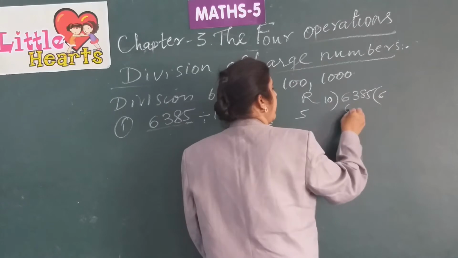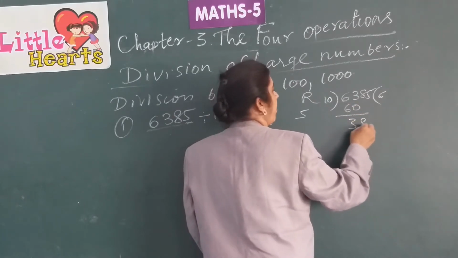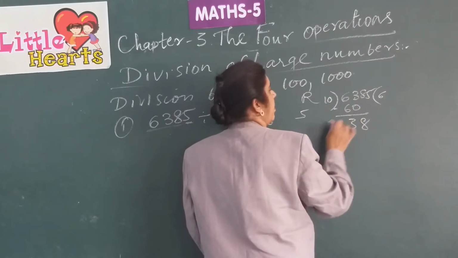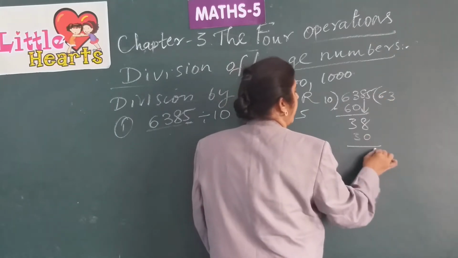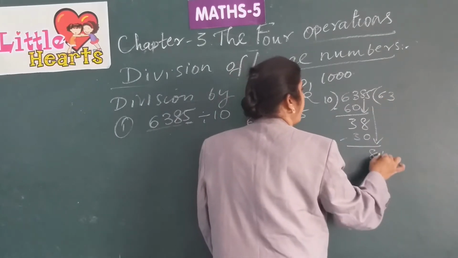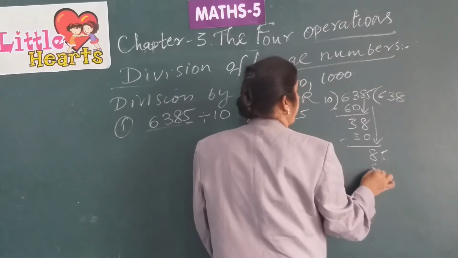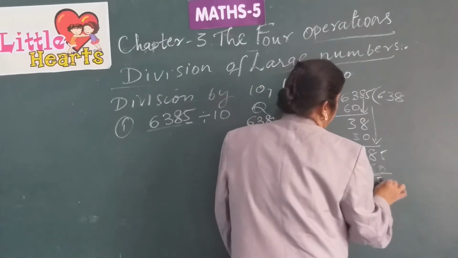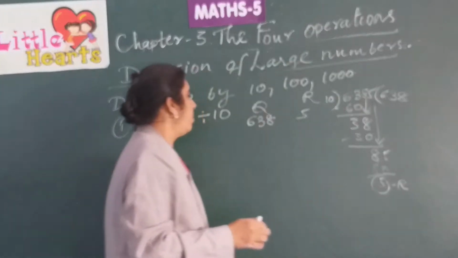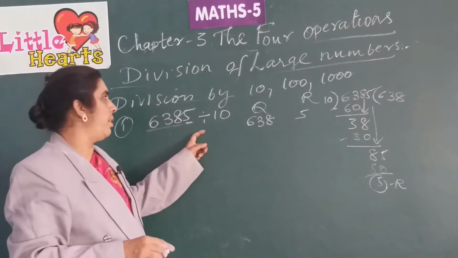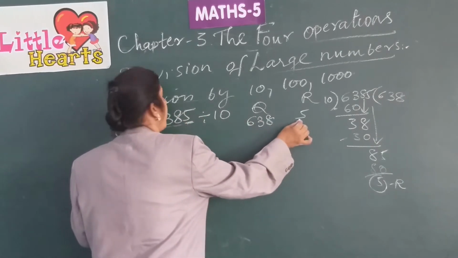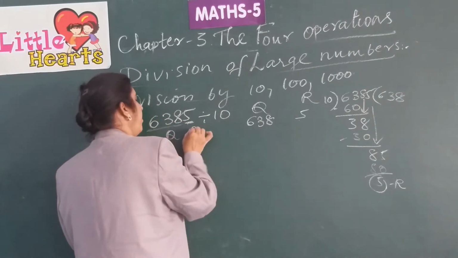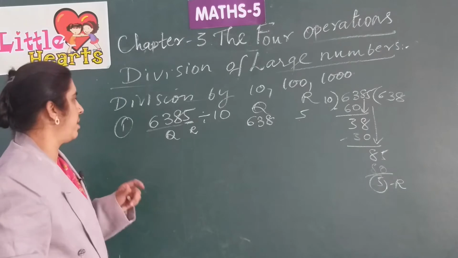10 6s are 60. Bring down 8. 10 3s are 30. Bring down 5. 10 8s are 80. This is the remainder. So when a number is divided by 10, the units place digit will be the remainder, and the remaining will be the quotient.